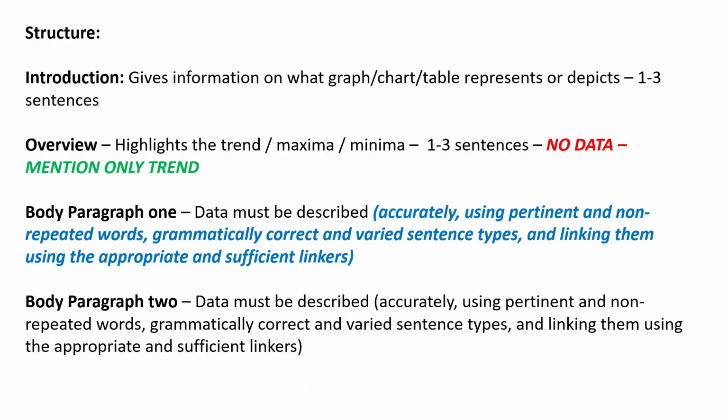Writing the introduction in 1 to 3 sentences, then you write the overview, 1 to 3 sentences, body paragraph 1 and 2. For every body paragraph, you should be writing 6 to 7 sentences. Yeah, it is not written here. I'm writing it here now. You should be writing around 6 to 7 sentences for body paragraph 1, and around 6 or even 5 to 7 sentences in certain cases.